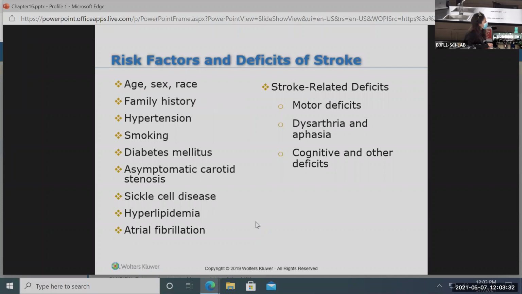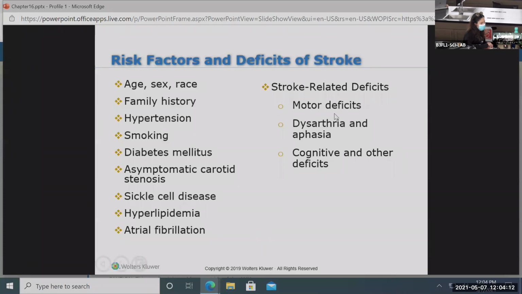Risk factors and deficit of stroke depend on age, sex, race. These are the factors. Smoking, hypertension, these are very important. Diabetes. Some are sickle cell disorder, hyperlipidemia. What is hyperlipidemia? Elevated cholesterol, high cholesterol. That might predispose to stroke formation. Atrial fibrillation.